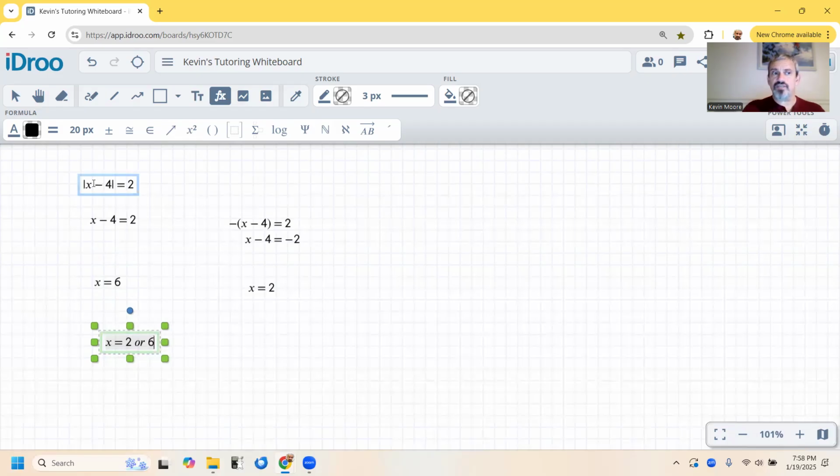There are two possibilities. If I plug in 6, the absolute value of 6 minus 4 equals the absolute value of 2, which is 2. And if I plug in 2, the absolute value of 2 minus 4 is the absolute value of negative 2, which is still 2. Let's go into a more complicated version of this.